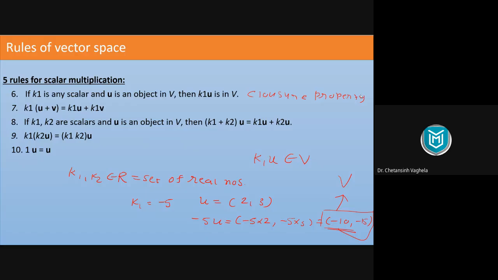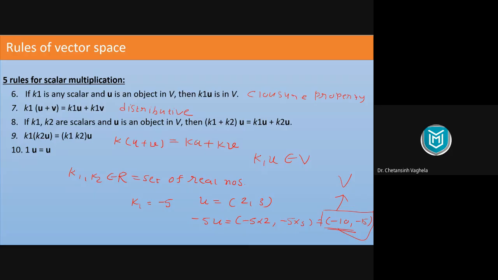Then seventh one is called distributive law. Actually 7, 8, 9, they all are actually some kind of distributive laws. Now what do we mean by distributive law? It says that if you have k times U plus V, then you can write it like this: k times U plus k times V. That means you can give this k separately to both the objects, your first object U and second object V. You can write it like k times U plus k times V.